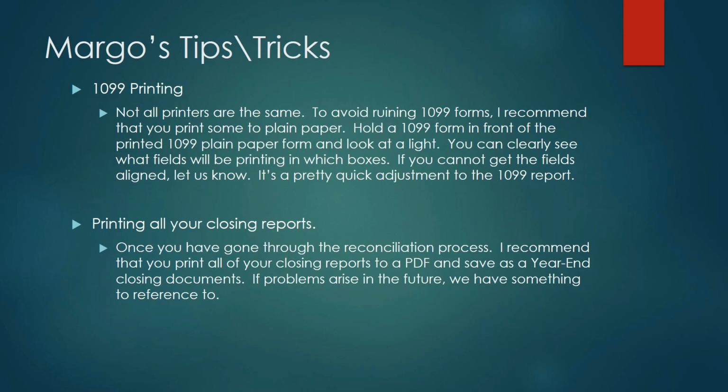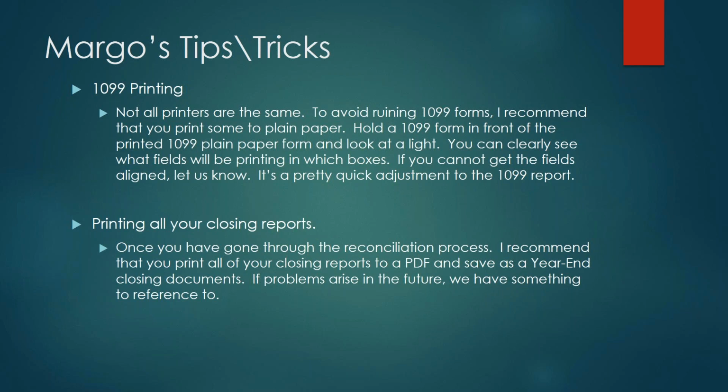Also, for 1099 printing, again, not all printers are the same. So if you were to print a 1099, let's say for 2 to 4 vendors, and let it print to plain paper, you can actually hold that up to the form, like hold it up to the light, and you can see how the boxes are going to be filled in on your forms. This will be a great way for you to find out if you're going to have any printing errors, so you're not wasting your 1099 forms.